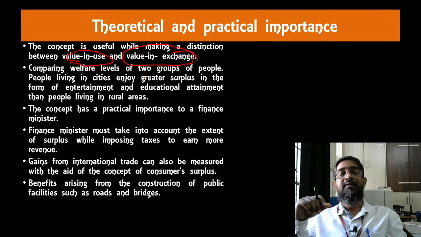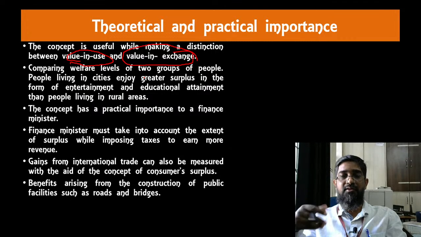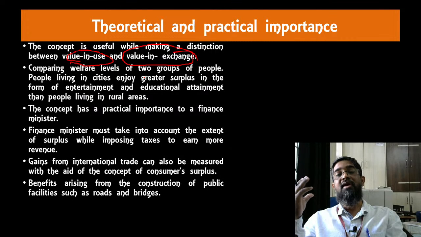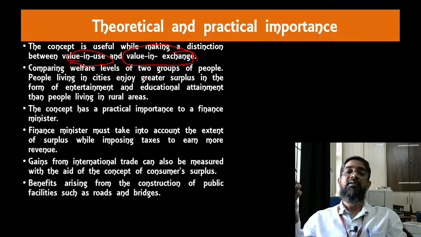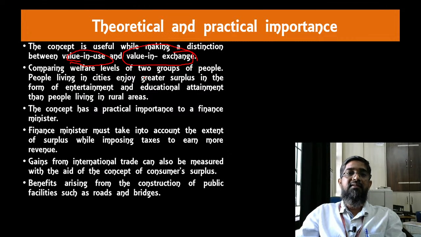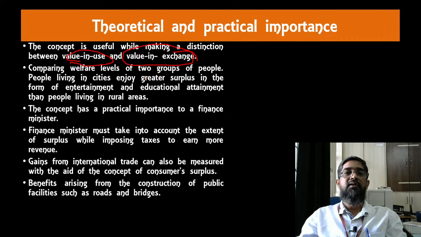Whereas in the case of diamond, the value in use is low, and the exchange value is very high. This is because of marginal utility. Because of the abundance of water, the marginal utility of water is less, and because of the scarcity of diamond, the exchange value is more. That is how the concept is used.